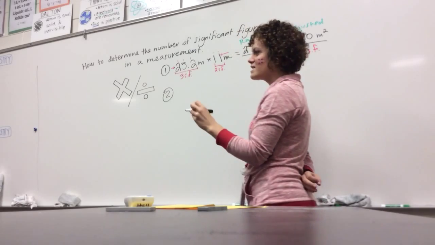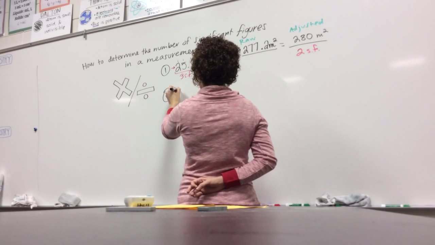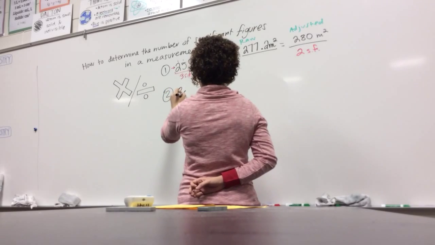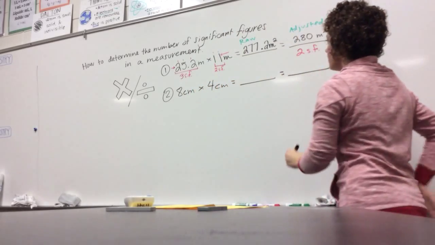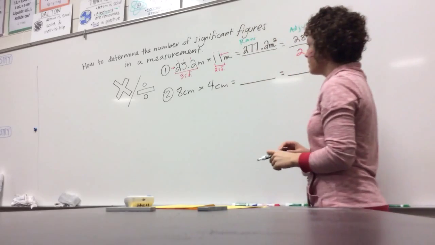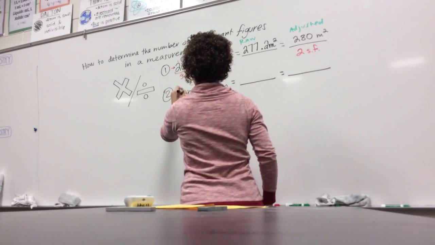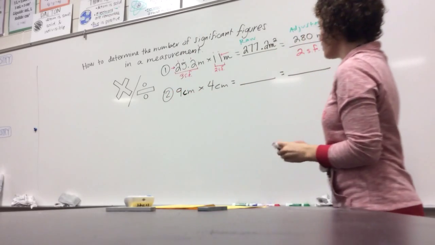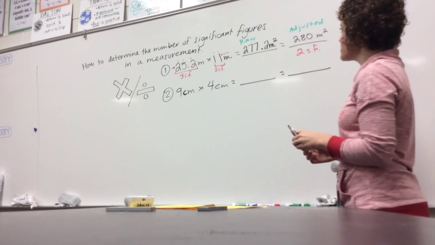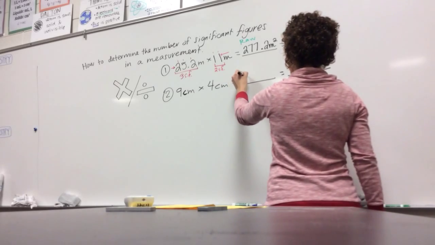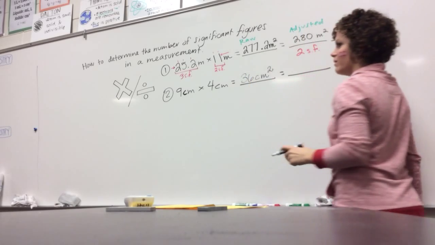Okay, we'll go to one more that's kind of a medium level. Here, 9 centimeters times 4 centimeters. What's our raw answer? 36 centimeters squared.